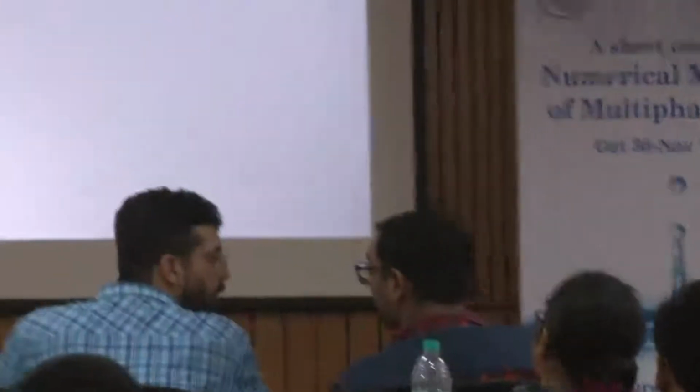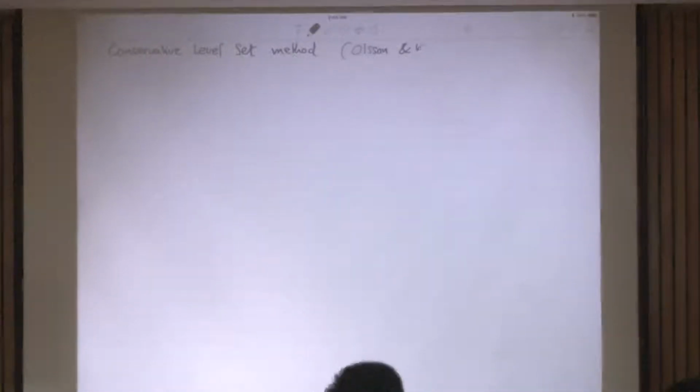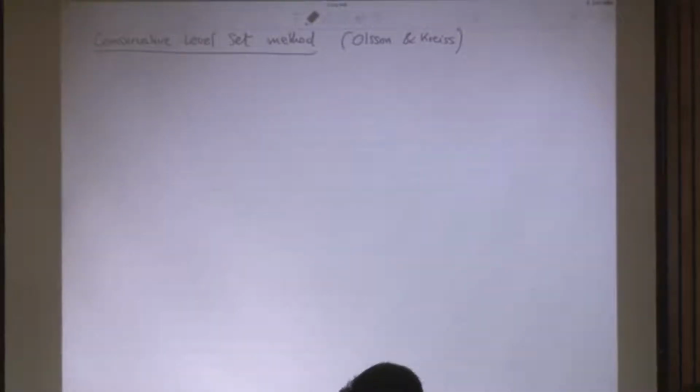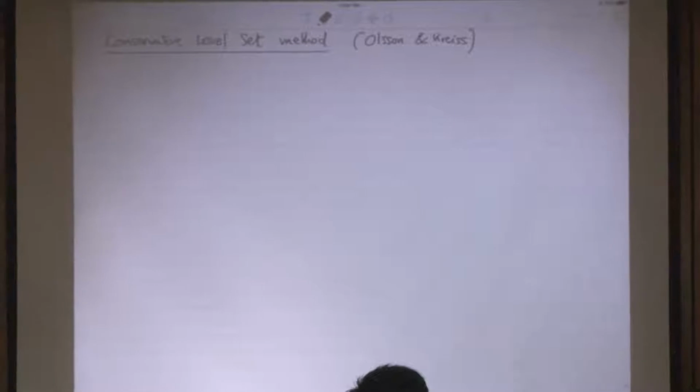So that's going to be the conservative level set method. This is from the work of Olsson and Kreiss, Kreiss being an applied mathematician in Sweden who was advising Olsson during her PhD. This method is a simple fix to the conservation issue.